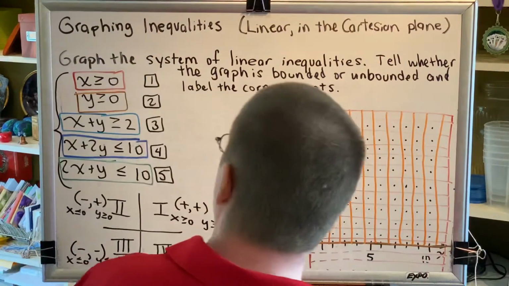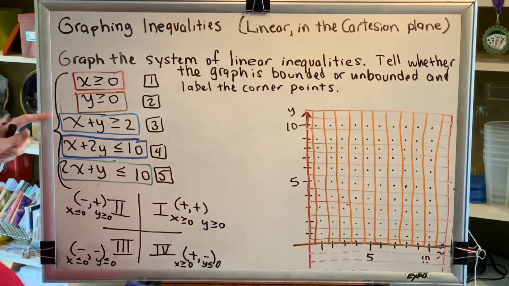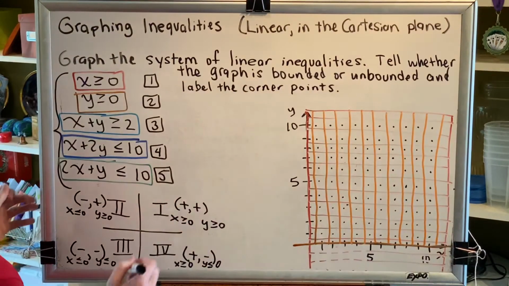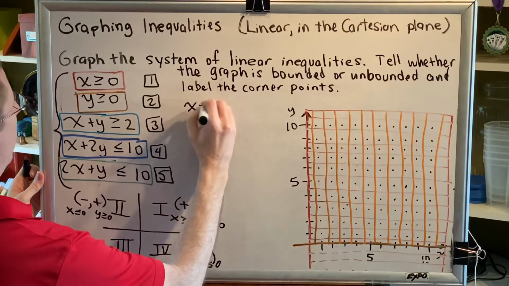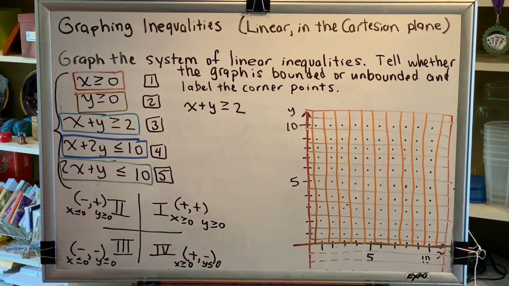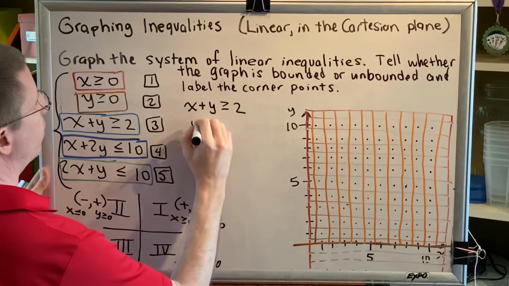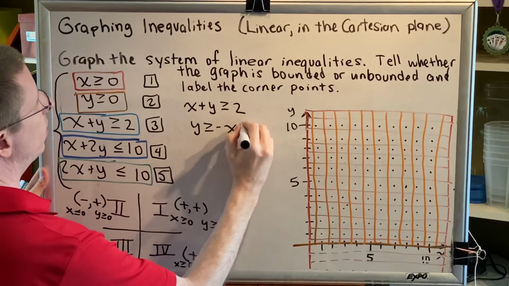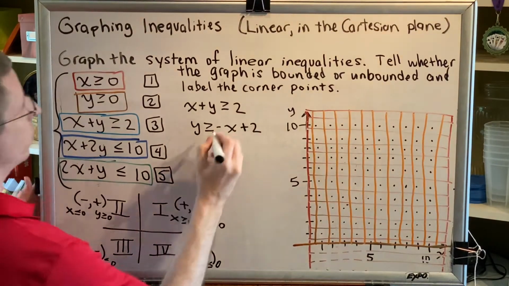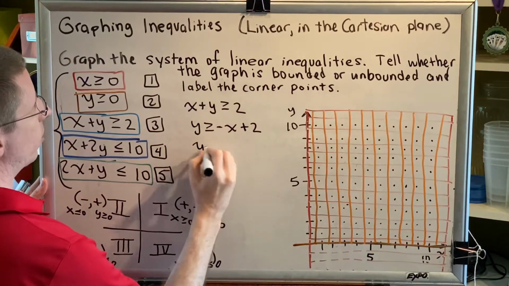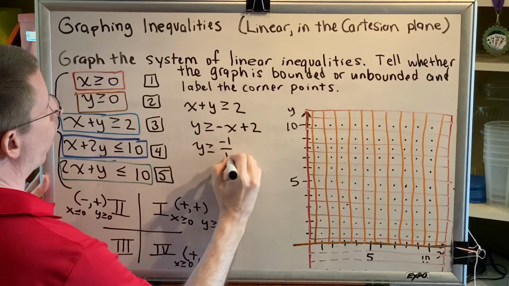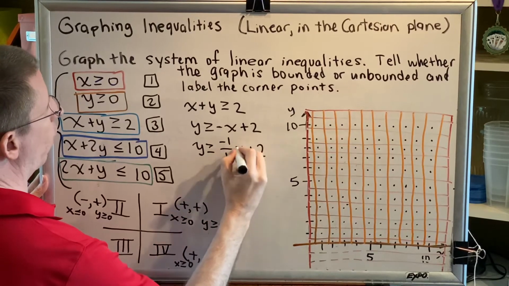All right, so now we're going to move on to our other inequalities, inequalities 3, 4, and 5. Let's start with inequality 3. So I have x plus y is greater than or equal to 2. I'm going to solve this for y. Moving the x to the other side and changing its sign gives me y is greater than or equal to negative x plus 2. Remember, this negative is actually the number negative 1. So I could write this as negative 1 over 1 x plus 2 if I wanted to.